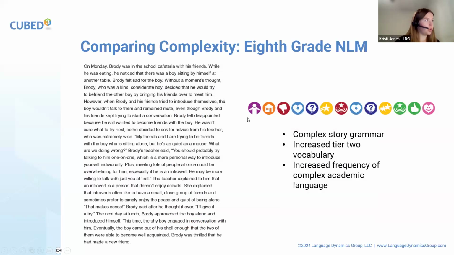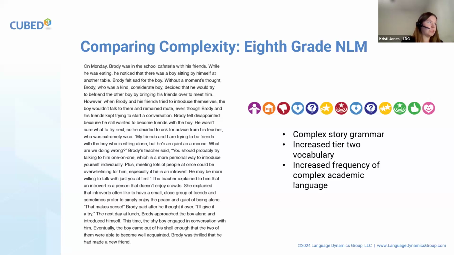On Monday, Brody was in the school cafeteria with his friends. While he was eating, he noticed that there was a boy sitting by himself at another table. Brody felt sad for the boy. Without a moment's thought, Brody, who was a kind, considerate boy, decided that he would try to befriend the other boy by bringing his friends over to meet him. However, when Brody and his friends tried to introduce themselves, the boy wouldn't talk to them and remained mute, even though Brody and his friends kept trying to start a conversation. Brody felt disappointed because he still wanted to become friends with the boy.